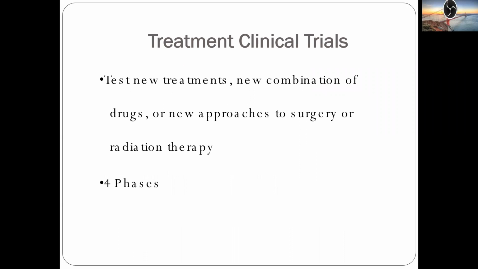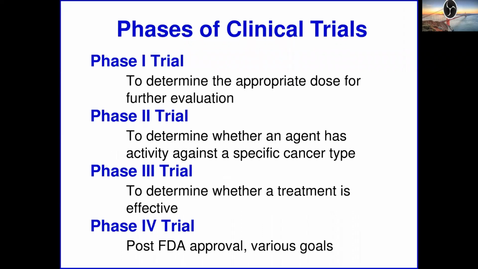Coming to the final one, the treatment trials, what are the different interventional trials? Normally clinical trials are divided into 4 phases: phase 1, 2, 3, and 4. In phase 1, they evaluate the safety and tolerability of the drug, that is, what different adverse effects can be seen with this drug, and the tolerability: what is the maximum dose a patient can tolerate?